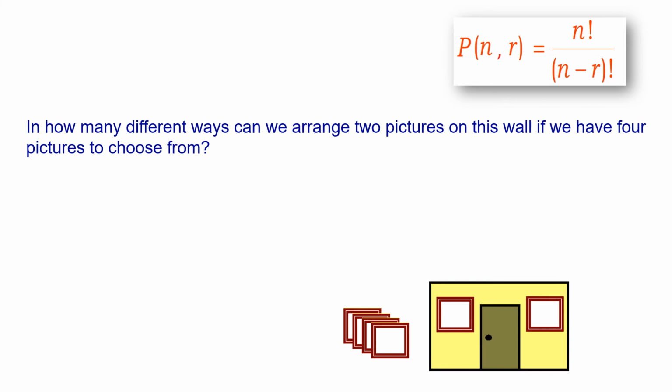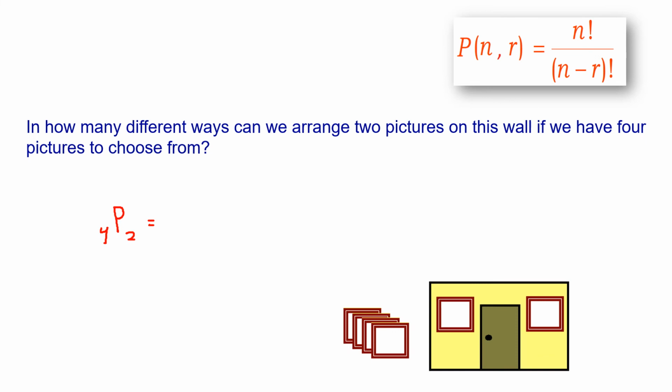Okay, here's another question. In how many different ways can we arrange 2 pictures on this wall if we have 4 pictures to choose from? So we've got the 4 pictures to choose from, and we're going to put 1 picture on the left and 1 picture on the right. So we would think, well, what is n and what is r? n is how many objects we have to choose from, and so that would be the 4. And then r means how many objects we're actually going to choose, and we're only going to choose 2 pictures to put on the wall. So we'll have r being 2.